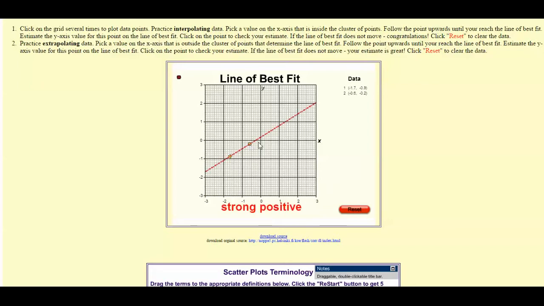Because if the dots are close to the line like this, it's a strong positive. And if you have dots further away from the line like this, it's a weak positive, because these dots are moving out further from the line like they are here. And I said that the same thing is true for a negative correlation. If the dots are close to this line, it's a strong negative, but when you add in these dots further away, it becomes a weak negative, like this.